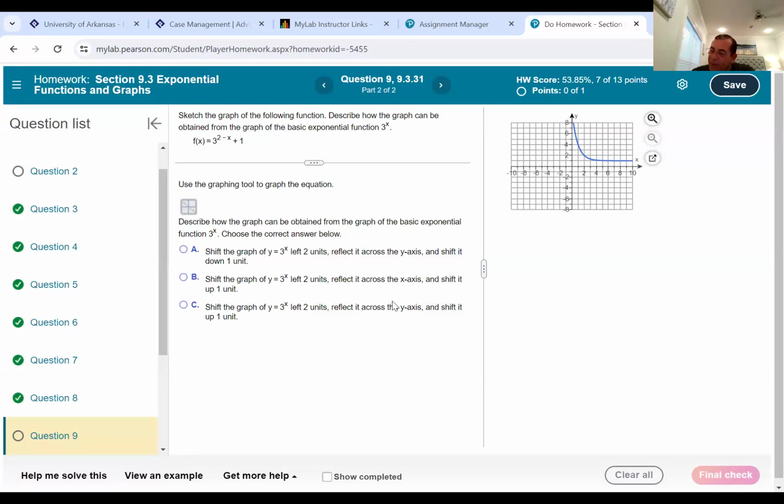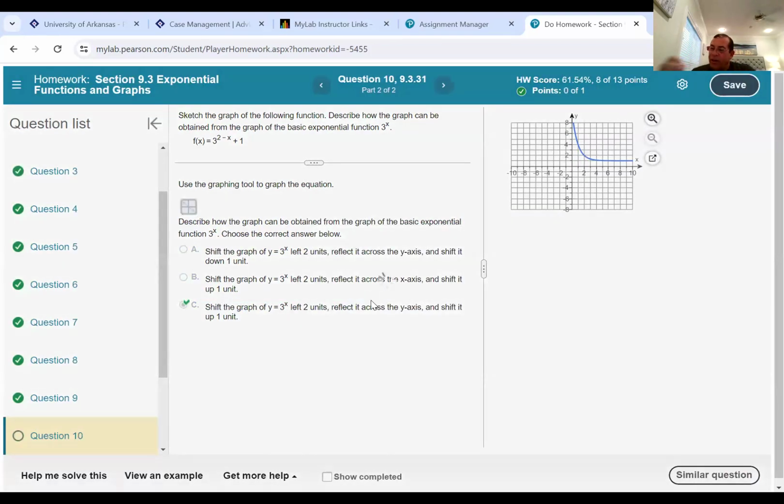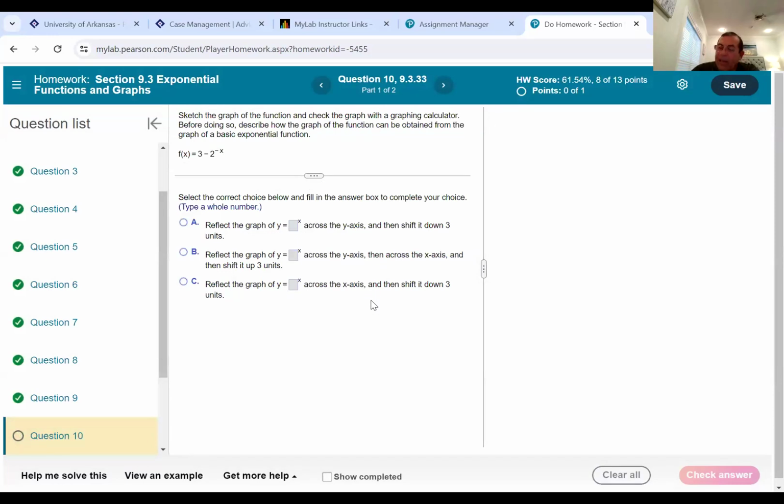So we need the one that said left 2 units reflected across the y-axis. Well, they all got left 2 units. So it looks like A and C got reflected across the y-axis, but then A has down 1 unit and C had up 1 unit. We went up 1 unit, so we would pick C. So y'all, that's the trick on these, is just keeping that chart handy and figuring out where these numbers are.